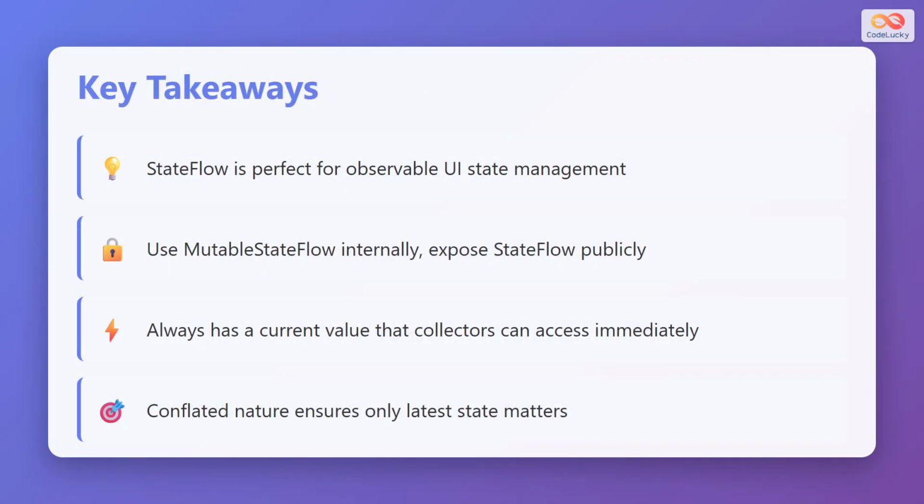Let's summarize the key points. StateFlow is perfect for observable UI state management, providing a reactive and efficient way to handle state changes. Always use MutableStateFlow internally within your ViewModel and expose only the read-only StateFlow to external consumers for proper encapsulation. Remember that StateFlow always has a current value that collectors can access immediately, eliminating null checks. Finally, its conflated nature ensures that only the latest state matters, preventing unnecessary UI updates and improving performance.